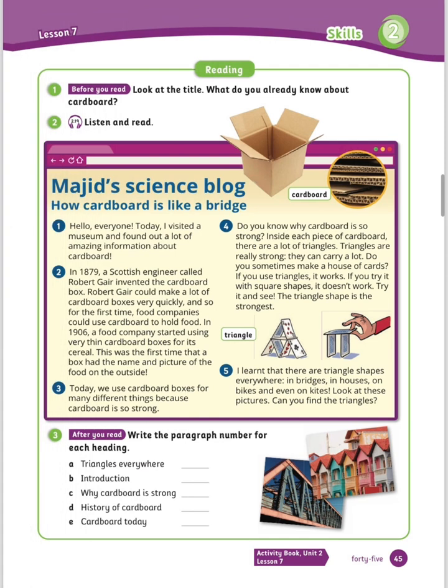Lesson 7. Exercise number 1. Before you read, look at the title. What do you already know about cardboard? Exercise number 2. Listen and read.